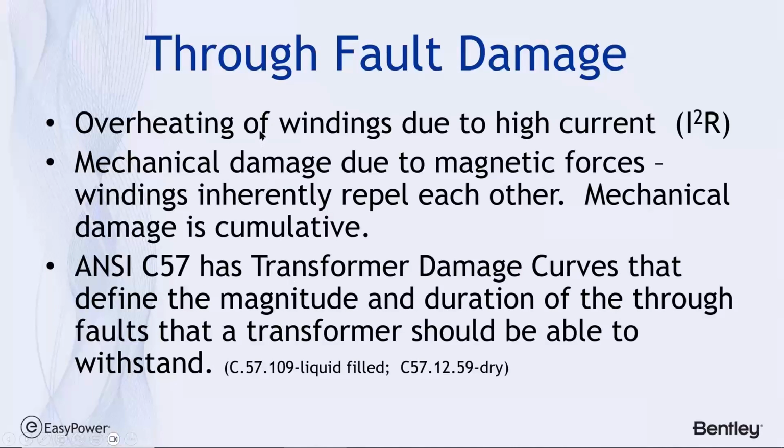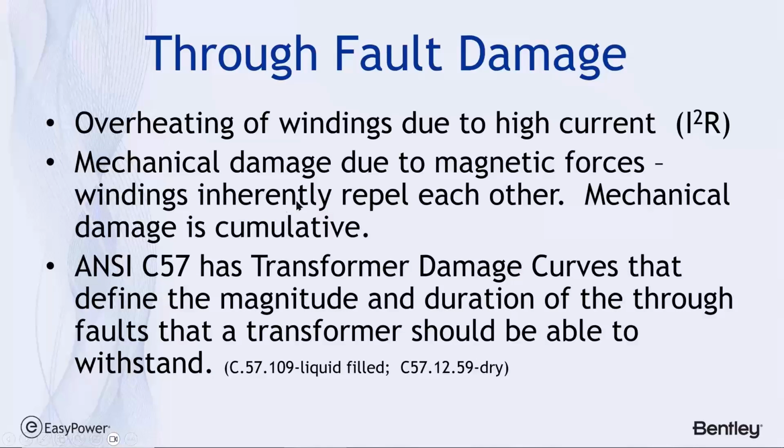So through-fault damage can be the result of overheating in windings due to high current for a long period of time. Mechanical damage is due to the magnetic forces. When you hit the windings with high current, they repel each other, and the mechanical damage is cumulative. And you'll see when we get to that topic that the result is what's called frequent faults.